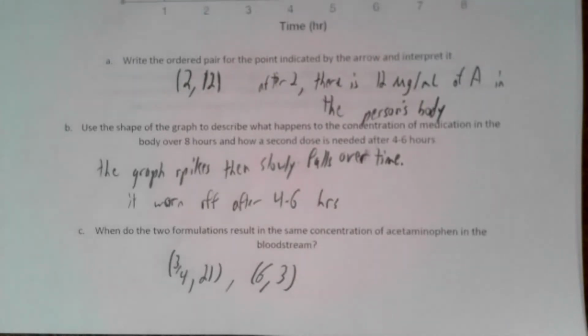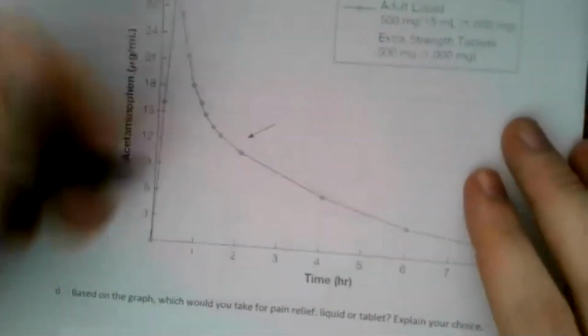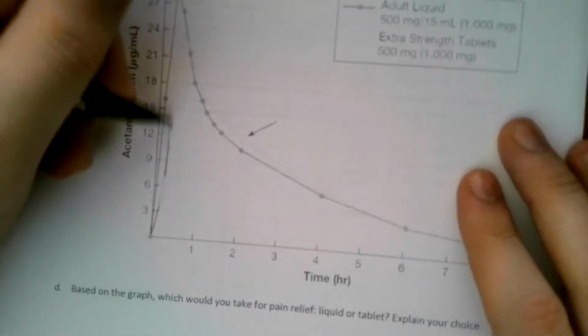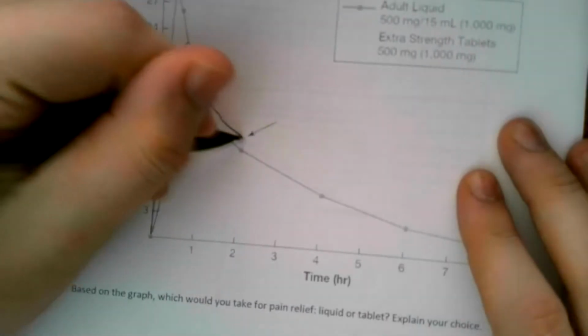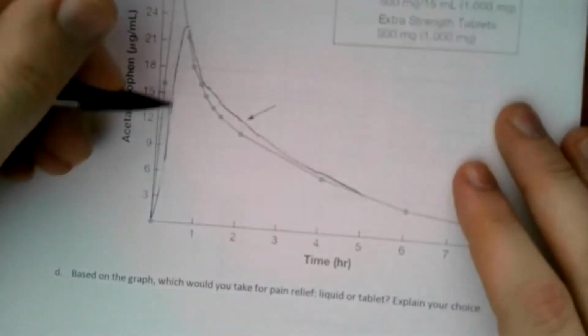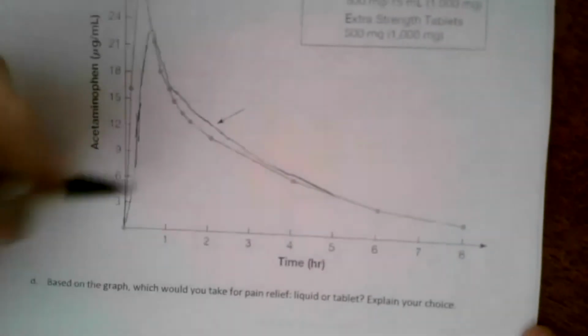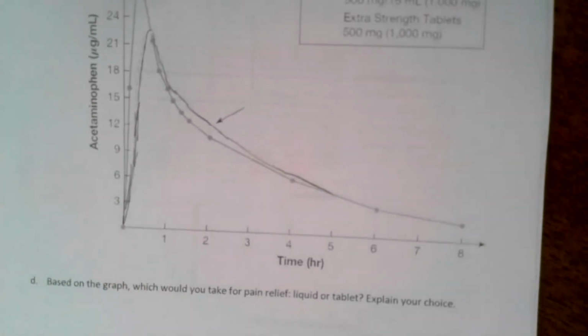Okay, so on the next page, we'll get to answer that question here. Let me redraw the line really quick. We make a difference between the liquid and the extra strength tablets, right? So why is there a difference? Well, that's going to be our part D. Which one would you rather take? If we were looking at the graph, which one would we rather take and why?